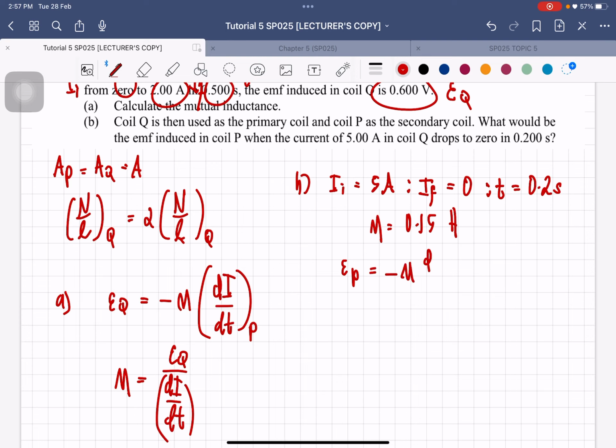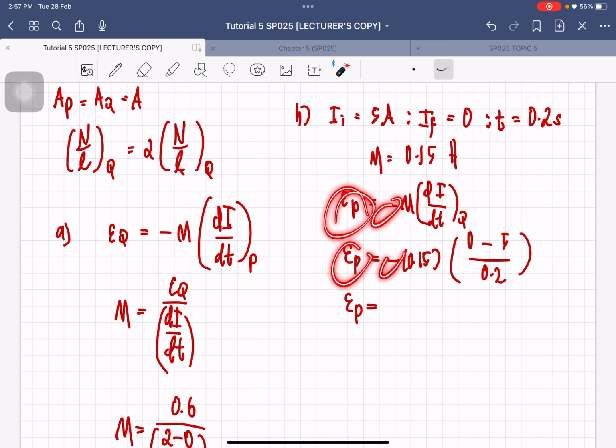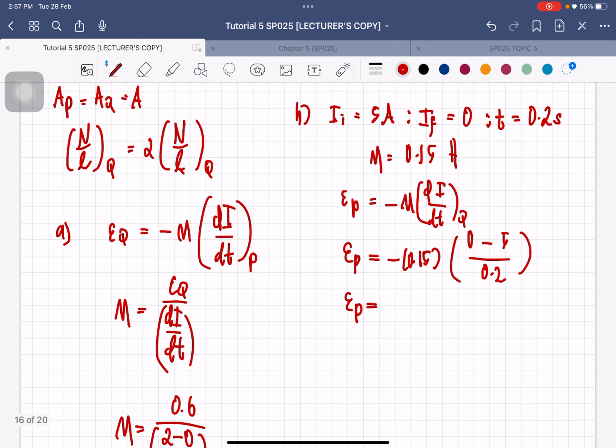So negative M dI over dt for coil Q. We already have 0.15 here. So 0 minus 5 divided by 0.2. Okay, so we will get, when we are calculating induced EMF, you cannot ignore the negative, you must include it because it tells us the direction of induced EMF. So this will be 3.75 volt.